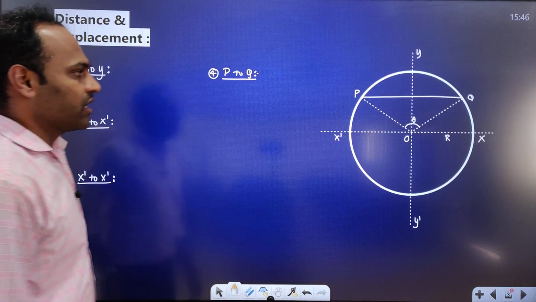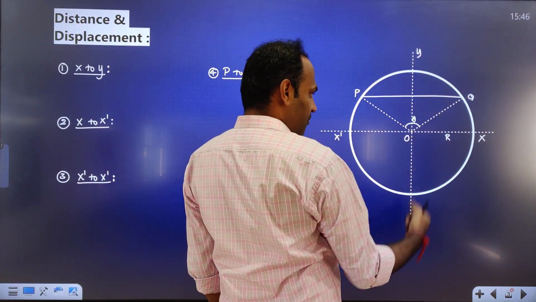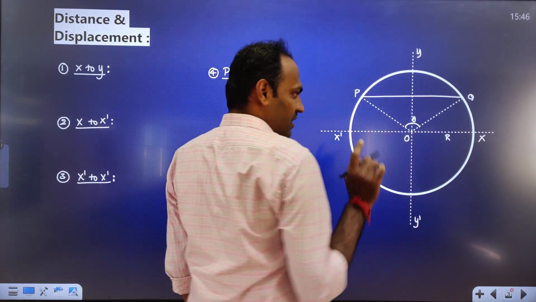Right? Okay, here we have taken a circular path. This is X, X dash, Y dash. This is P, this is Q. Radius of the circle is R, center of the circle is O.